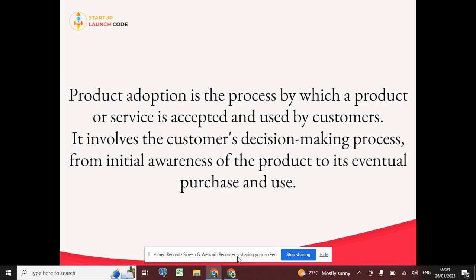So people don't just wake up and start using the product. They need to be aware of the product. There are certain things that they need to go through before deciding to actually want to use or pay for your product. So when you talk about product adoption, it's just that process that people are willing to accept and use your product and eventually pay for either the product or service that you render.